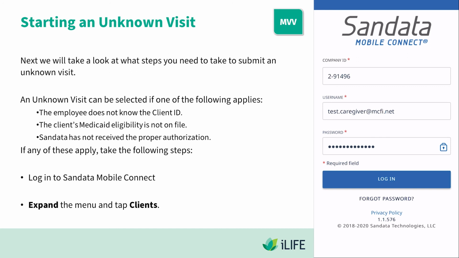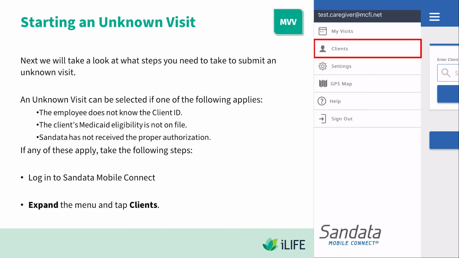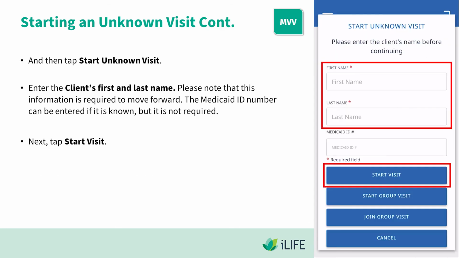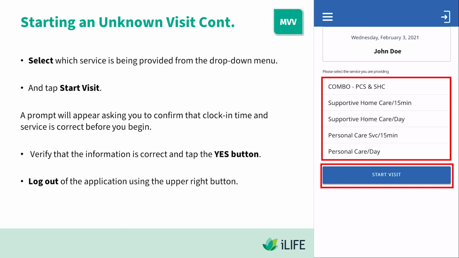Log into Sandata Mobile Connect, expand the menu and tap Clients, and then tap Start Unknown Visit. Enter the client's first and last name. Please note that this information is required to move forward. The Medicaid ID number can be entered if it is known, but it is not required. Next, tap Start Visit. Select which service is being provided from the drop-down menu and tap Start Visit.